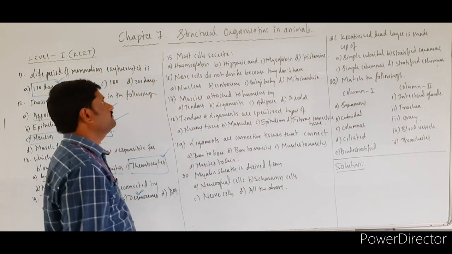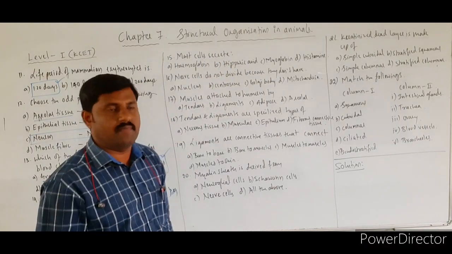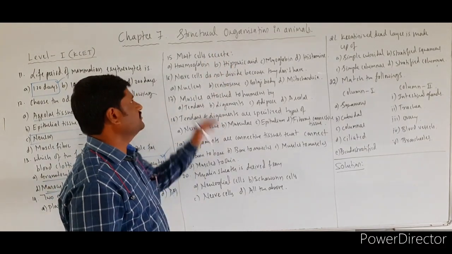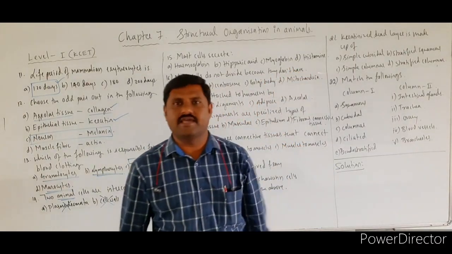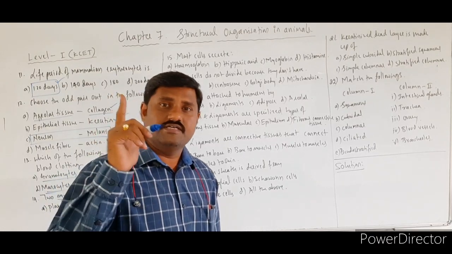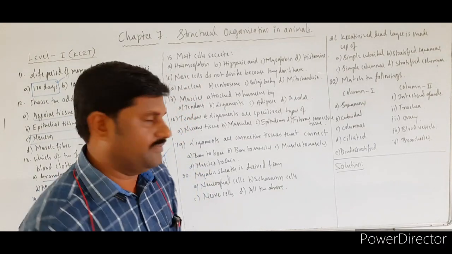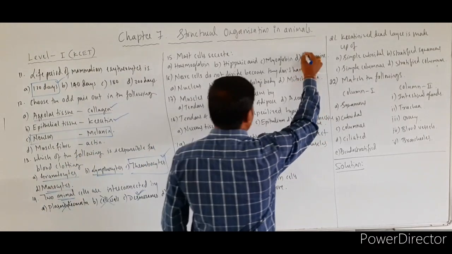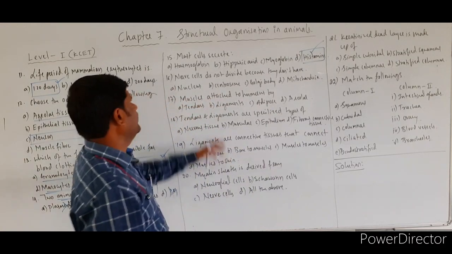Next question is, mast cells secrete. As you know, mast cells secrete mainly the histamine. Histamine is secreted by the mast cell. Mast cell is one of the cells present in areolar tissue, as you know it better, right? Histamine is the correct answer for this question, and all others are wrong.